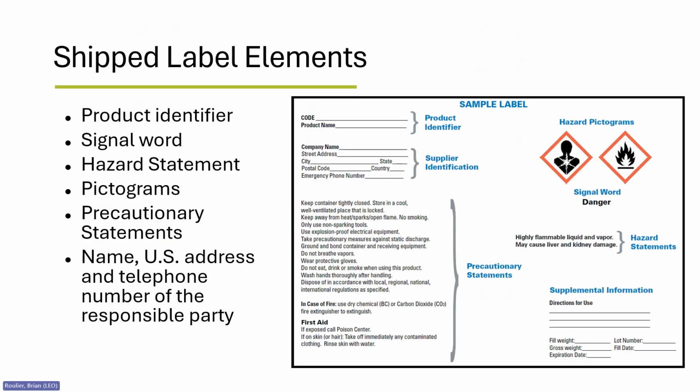As a reminder, the standard now contains rules for small shipped containers with capacities of less than 100 milliliters or less than 3 milliliters.